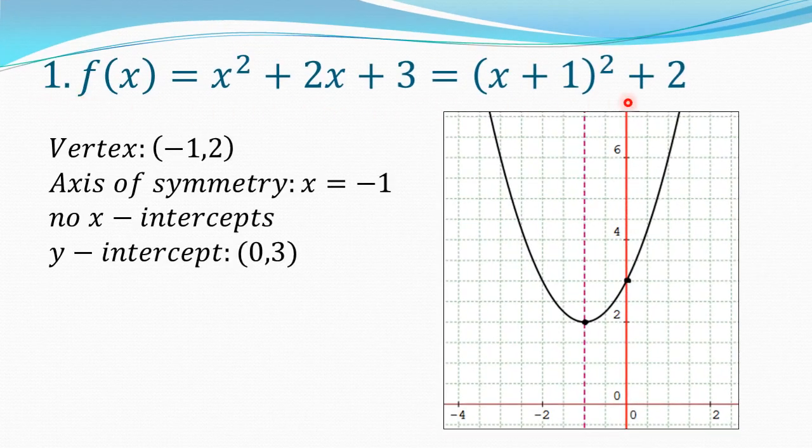So again, our example, the quadratic function, this is our given. We came up with this by completing the square. The vertex is negative 1, 2. Axis of symmetry, x equals negative 1. No x-intercepts, and the y-intercept is 0, 3. And then I have already graphed it here. And there's your vertex, there's your intercept, and there's your parabola. And this is your axis of symmetry, x equals negative 1. So the graph confirms our calculations.